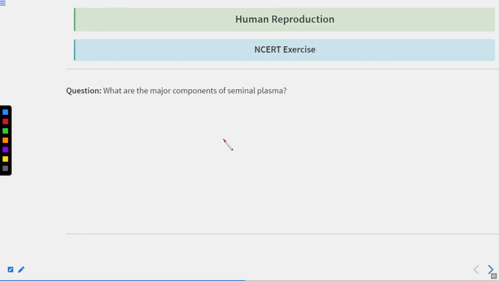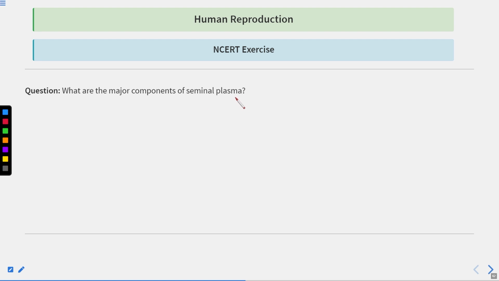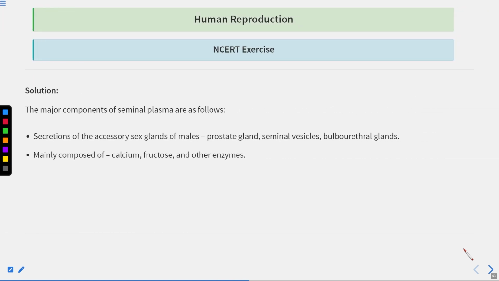Now let's move on. What are the major components of the seminal plasma? So seminal plasma is secreted by the accessory glands present in the males. These are the secretion of the accessory sex glands in the males. And what are the accessory sex glands in male? Prostate gland, seminal vesicles, and the bulbourethral gland.